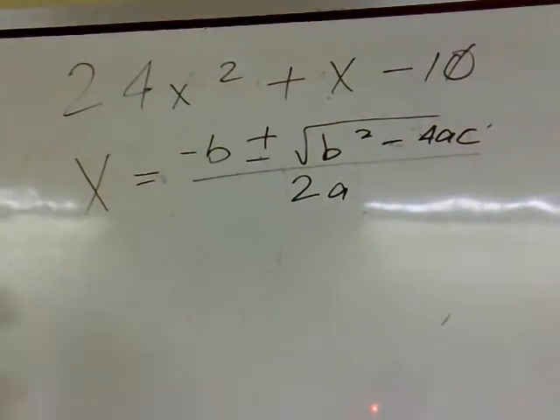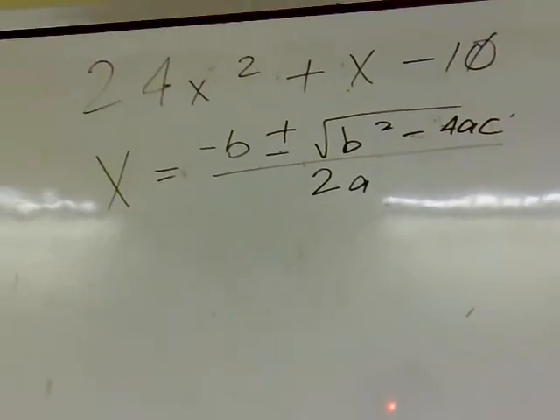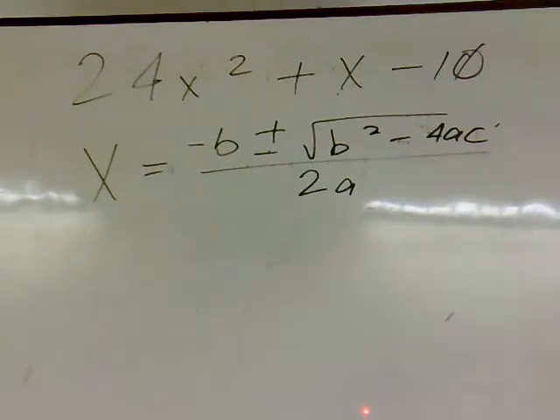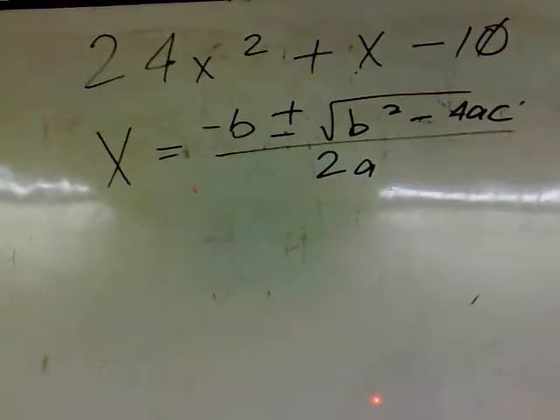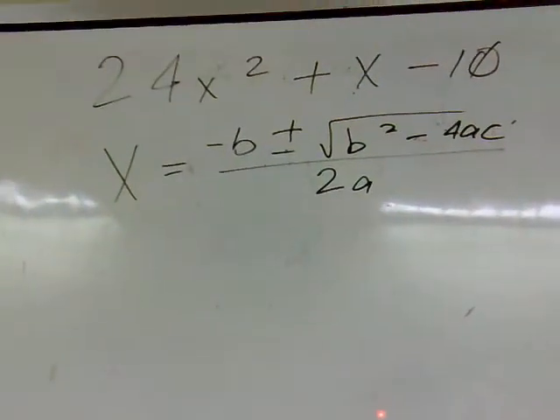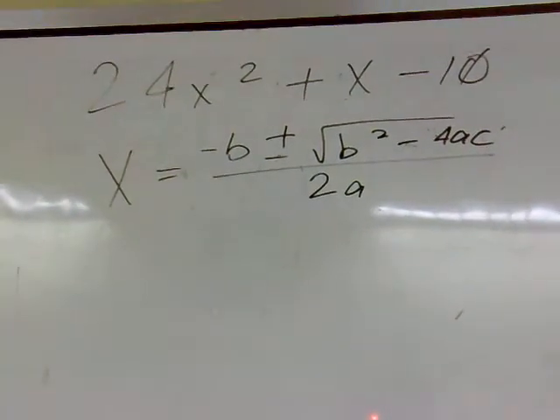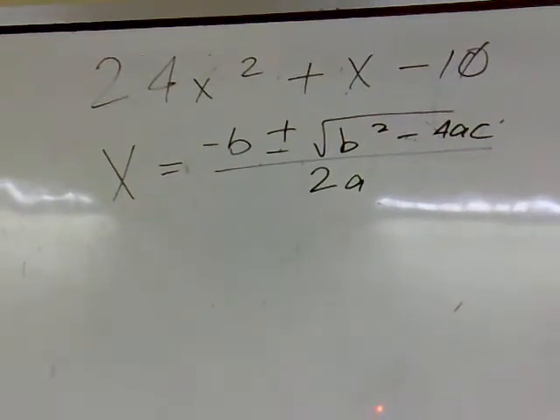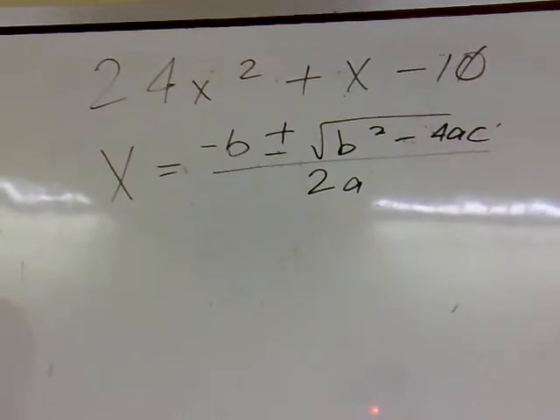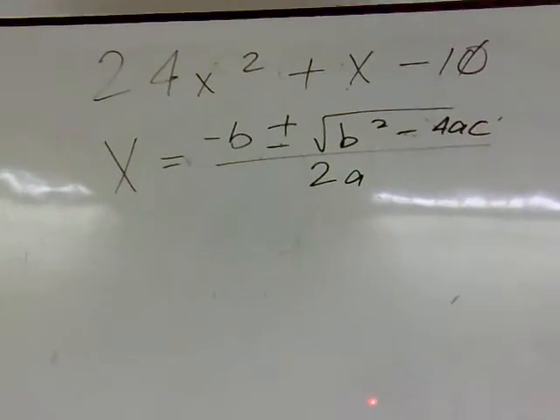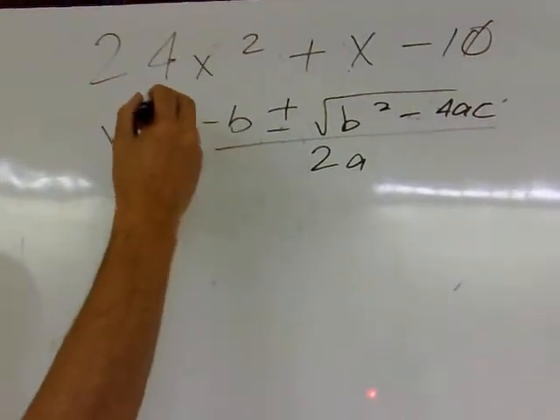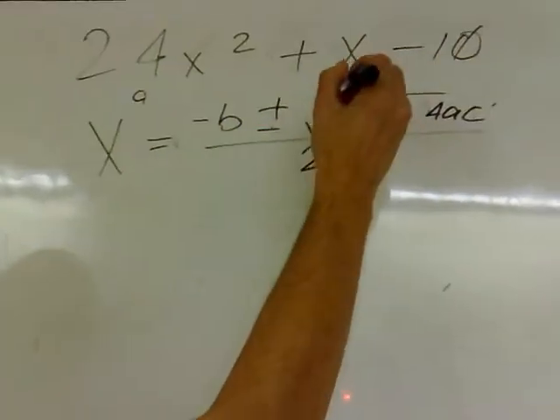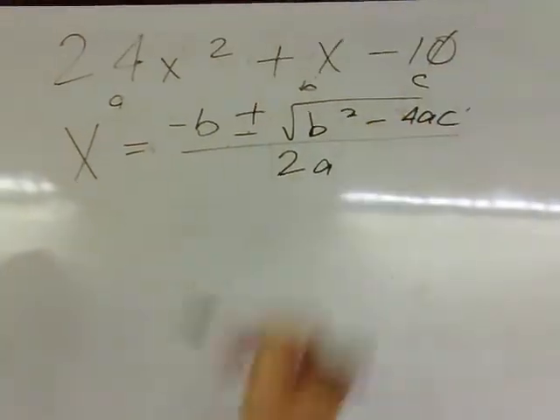Now, I have a quadratic equation with a variable, which I want to get two values of x because I have an x squared here. I'm going to go ahead and use the quadratic formula, which is x equals negative b plus or minus the square root of b squared minus 4ac all over 2a. Now, 24x squared is a, x is b, negative 10 is c.